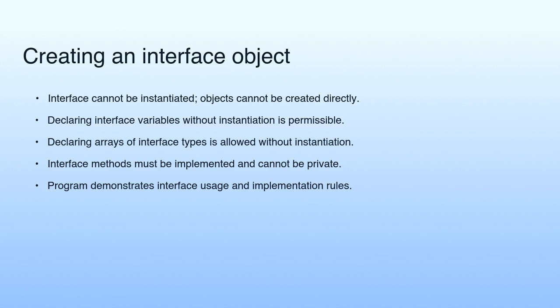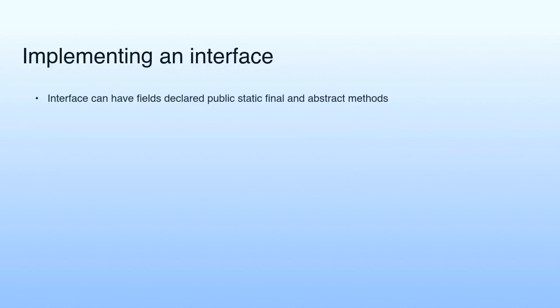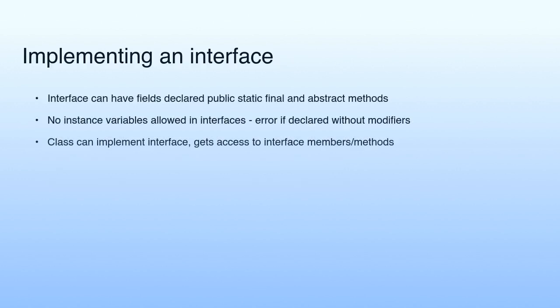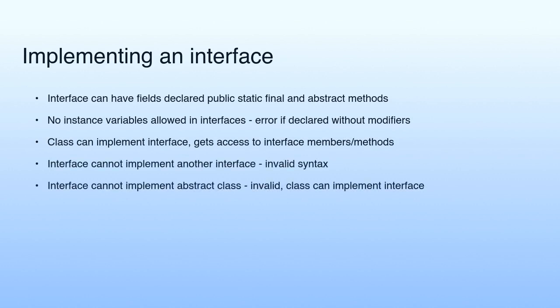Interface methods must be implemented and cannot be private. This program demonstrates the usage and implementation rules for interfaces. An interface can have fields declared as public, static, and final as well as abstract methods. However, instance variables are not allowed in interfaces, leading to an error if declared without modifiers.